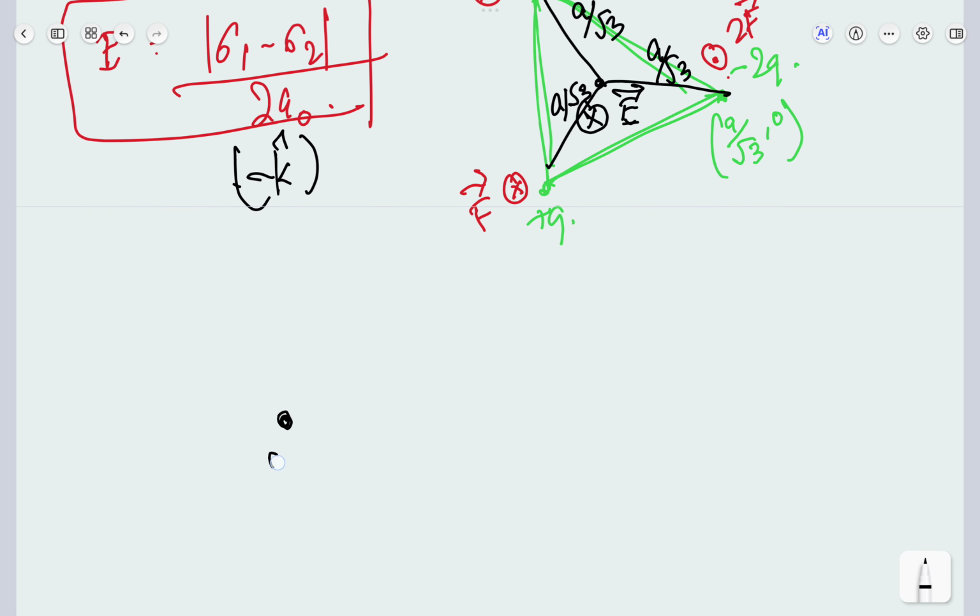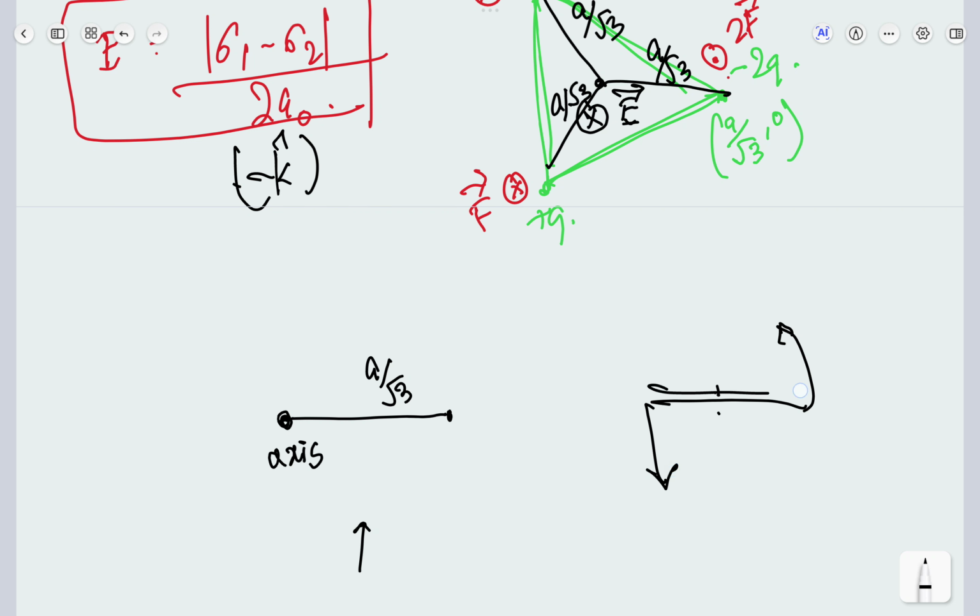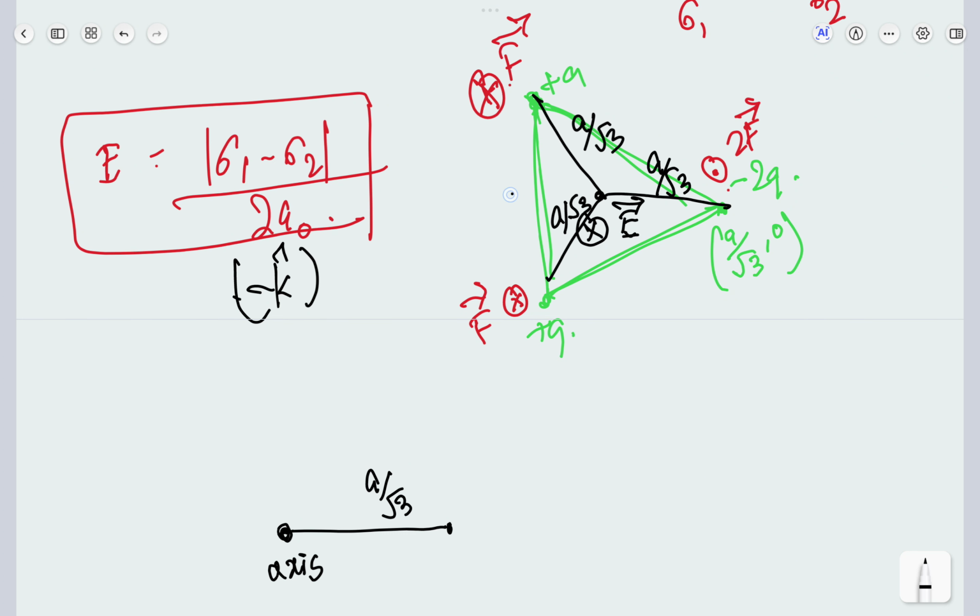You have this as the axis of rotation, and you have A by root 3 distance somewhere here, and about this it would try to rotate it out of the plane. If you're looking from above, in its plane it would try to move like that. In the same way for the others, it would apply a net torque, but the problem is that these are not in the line of this. That's the main thing in the question that I missed the first time I did it.